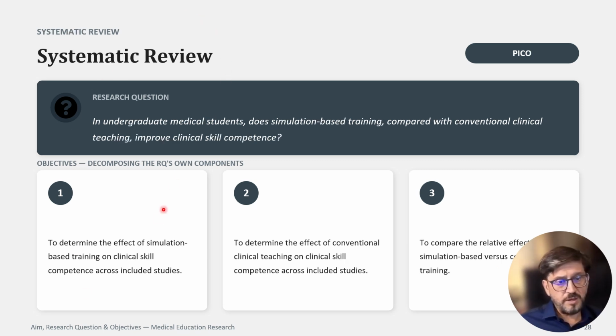And for a systematic review, we're using a PICO framework here. The question is, in undergrad medical students, which is the population, does simulation-based training, which is the intervention, compared with conventional clinical teaching, which is the comparing group, improve clinical skill competence, which is the outcome. And again, the objectives are made such that they are aligned with the research question and also reflect its subcomponents.